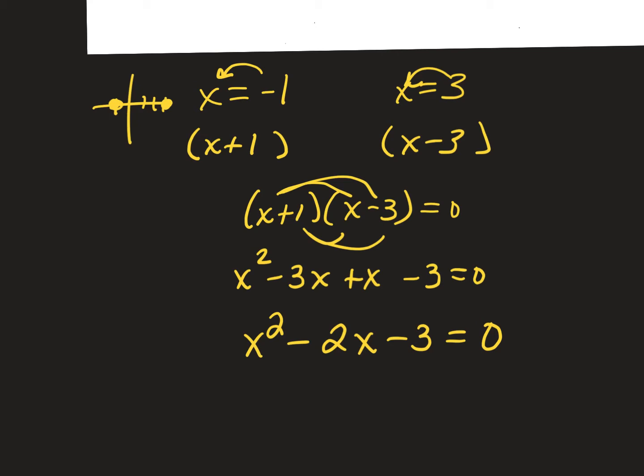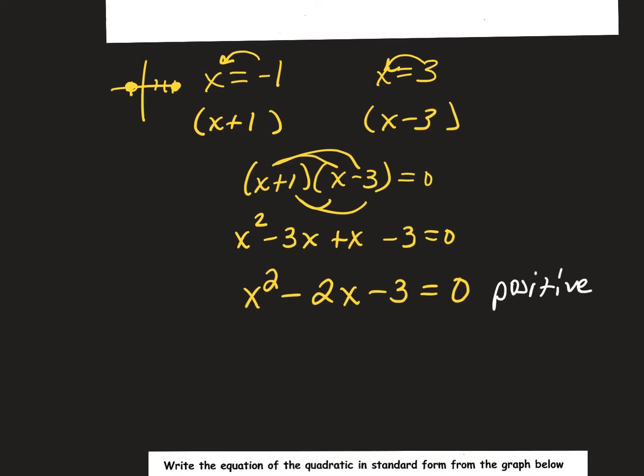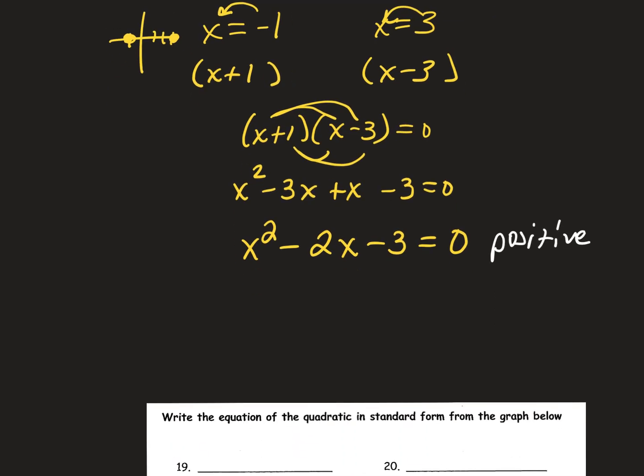But the question has a negative sign out in front, right? This is my positive. So if I wanted to make this a negative parabola, do you guys agree I could just do this? And it would become -x squared plus 2x plus 3 equals 0. That's my negative.